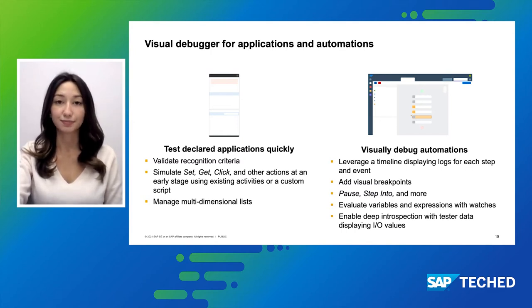Now, once the automation debug execution is done, you can navigate through the different steps of your automation displayed in the timeline and perform deep introspection from the tester data panel. This automation tester enables you to monitor the value of each activity's outputs and inputs, allowing you to really analyze the execution.